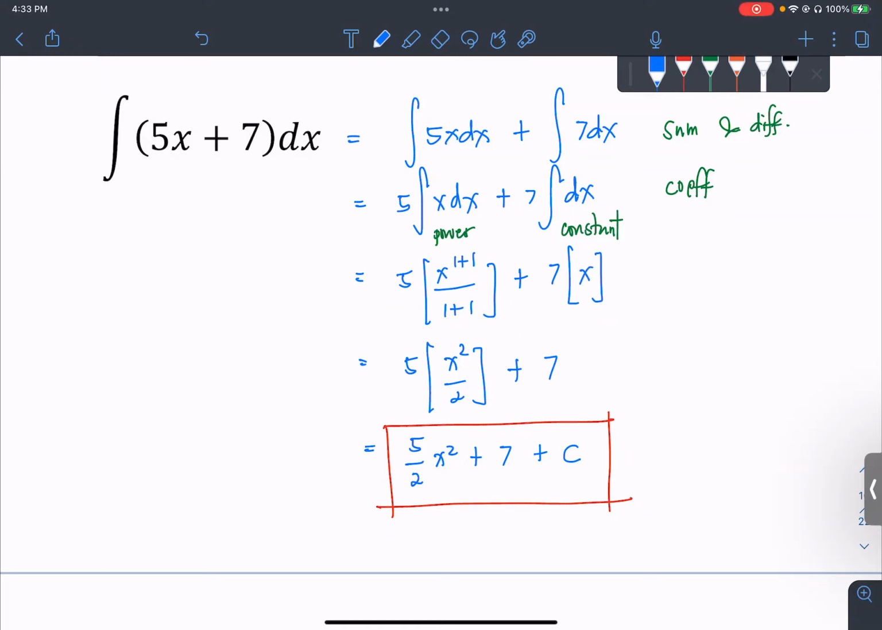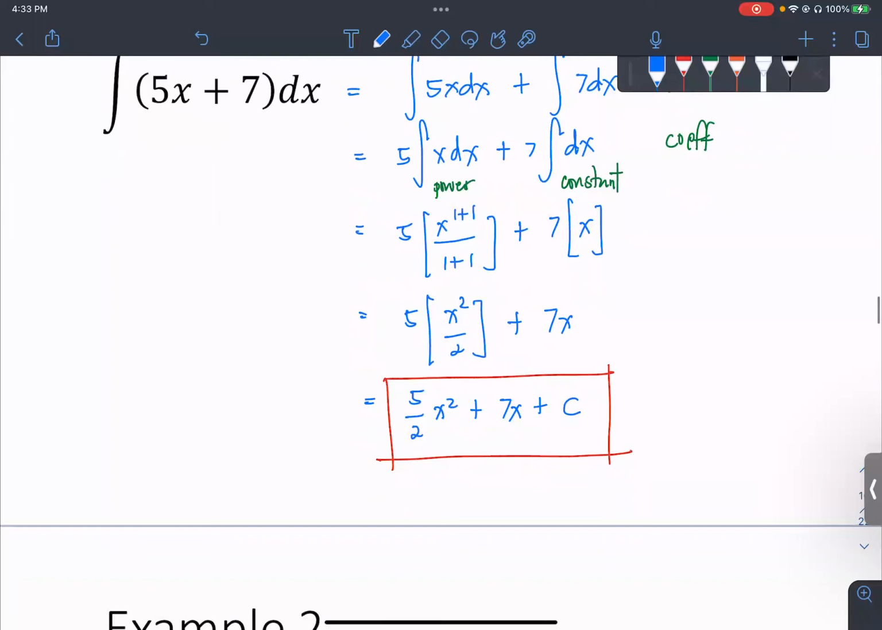So the integral of dx, it's x. So that would be 7x. Okay. Very good. Ayun nga, we can check whether this is correct or not.